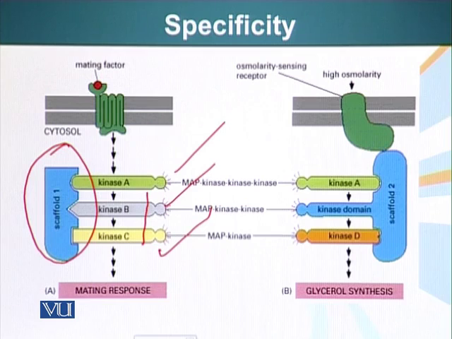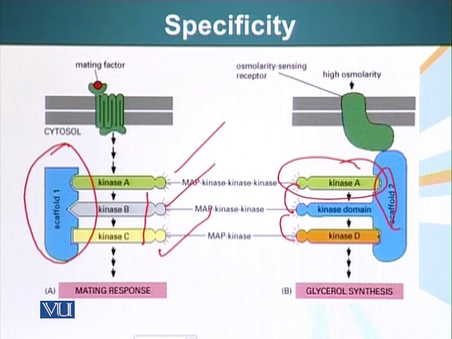In the other scenario, protein kinase A is activated as well, but it is not activating protein kinase B because this cell does not have scaffold 1, it has scaffold 2. And scaffold 2 does not permit binding of kinase B. So in this case, the signal from kinase A is being transmitted to the kinase domain of the scaffold protein, which is transmitting it to kinase D.